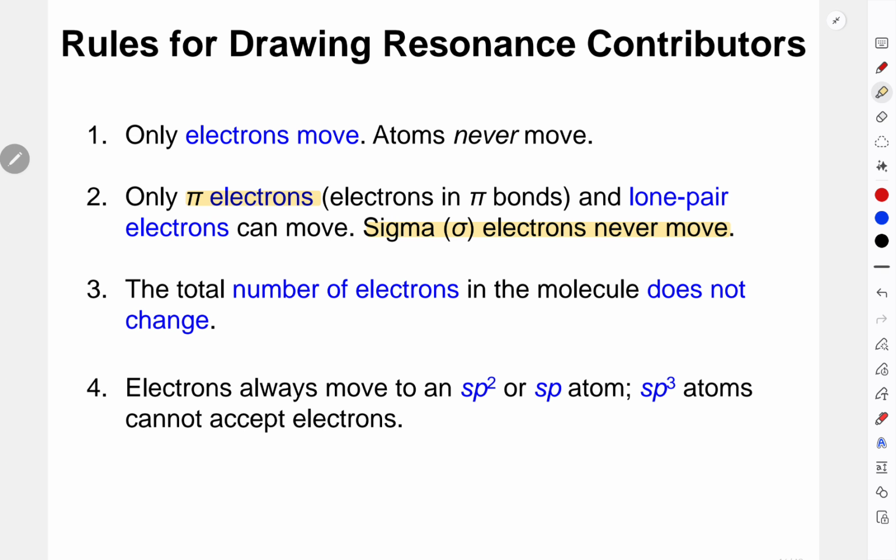Rule number 3: the total number of electrons, of course, does not change. You cannot change the total number of electrons. Rule number 4: electrons always move to an sp2 or sp atom, because only these atoms accommodate a p orbital. sp3 atoms cannot accept electrons, because there's no p orbital in sp3 hybridized atoms. So that's also a very important rule. Electrons always move to an sp2 or sp atom.